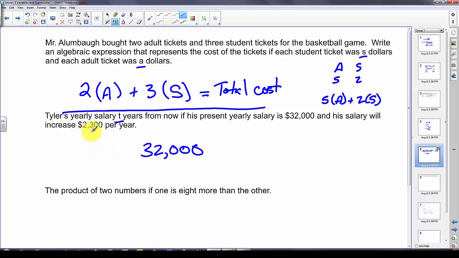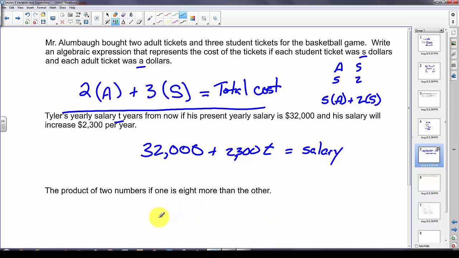So if I add $2,300 once, that's for 1 year. If I do it twice, that's for 2 years. If I do it 3 times, that's for 3 years, and on and on. Now, instead of adding 2,300 3 times for 3 years, I could just multiply 2,300 by 3. Since we don't know our total number of years, I can multiply my 2,300 by T years, and this will be my salary after T years.